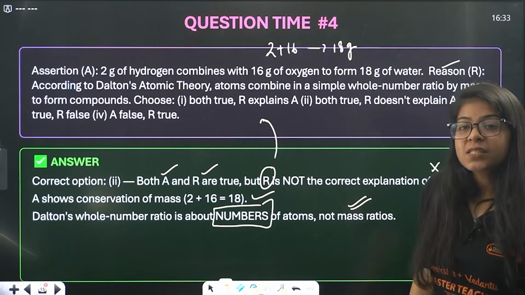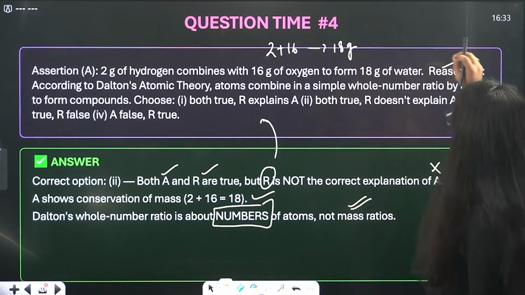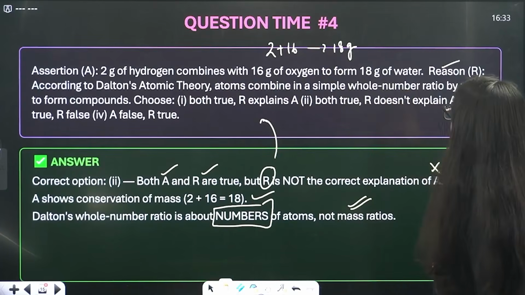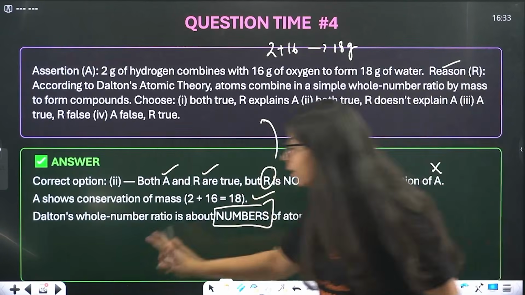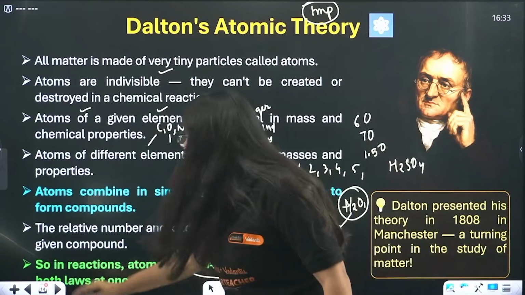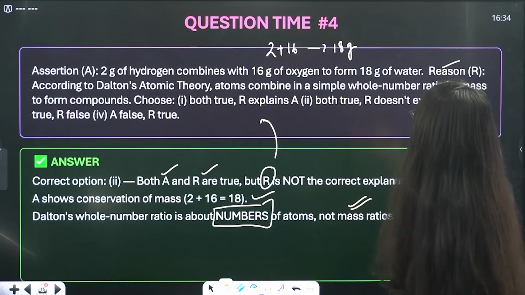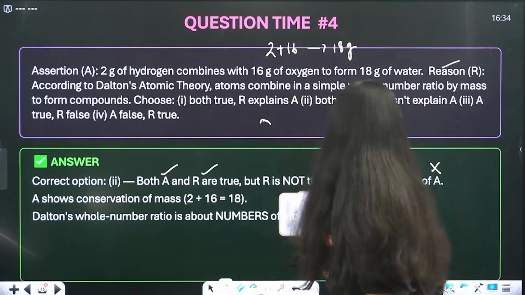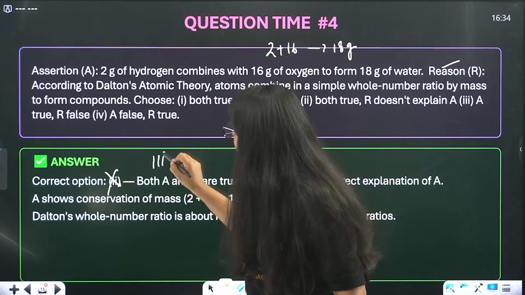Okay, that's the one prominent thing about this: in the reason they have given, according to Dalton's atomic theory, atoms combine as a simple whole ratio by mass to form compounds. But they do not combine with mass, they combine with simple whole numbers. So then that second option will not be the correct answer. Both true, R doesn't explain it. No, this will be wrong. I'll write it down in the PDF as well. This will be a wrong option. The third option will be the correct one.